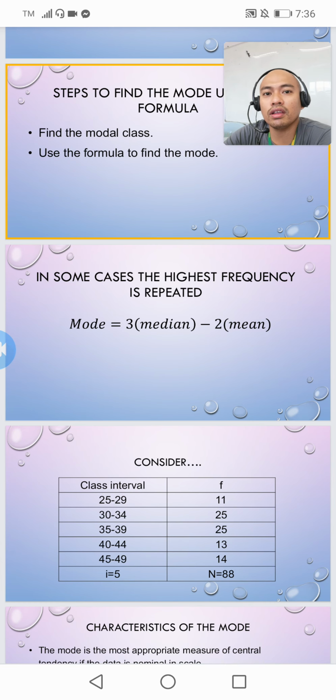So ito yung magiging alternative way natin if you will encounter bimodal, trimodal, or what. Tatlo yung nare-repeat na frequencies, dalawa yung nare-repeat na frequencies na highest frequencies din. So we cannot use anymore the first formula. So ang gagamitin nating formula is this: 3 multiplied by the median minus 2 multiplied by the mean. For this formula, you need to find out the mean and you need to find out the median.